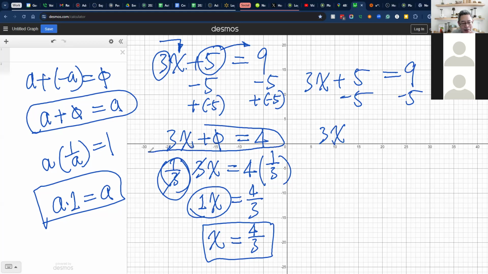We didn't write this step, even though this step is what actually happened. We just write it like that, combining the steps. So this is just 4. Then we say we divide by 3 on both sides, which basically is times 1/3. And then we just get x.